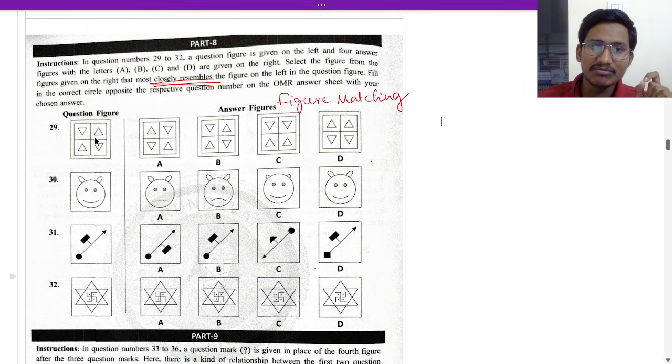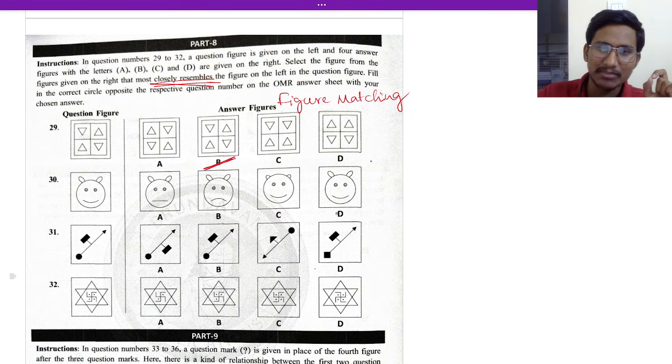So this same figure is which? That is, if you see A is not, then B. Is it B answer? Yes. B is the answer here. Okay. So that is the B. So 30, so which is same? That is option D is same. Option D is same. Okay.